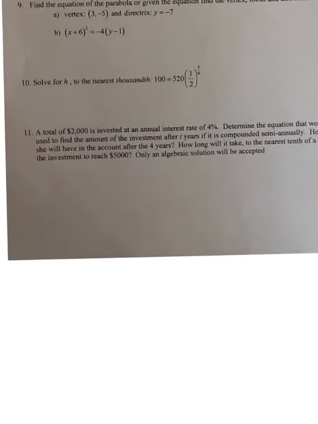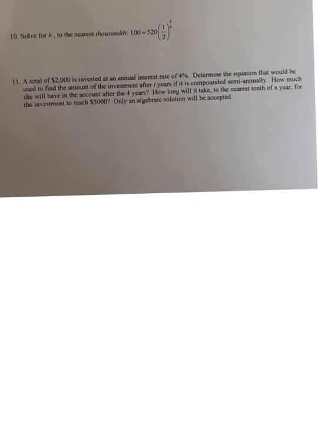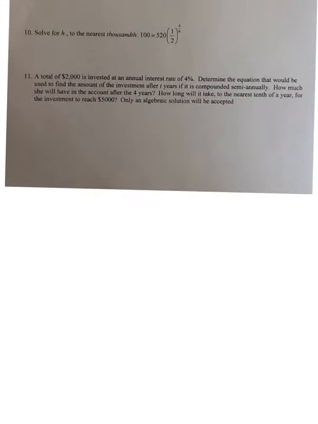All right, so let's take a look at the last problem. I know you guys are getting really good at these, the growth and decay. It says a total of $2,000 is invested at an annual interest rate of 4%. Determine the equation that would be used to find the amount of investment after t years if it is compounded semi-annually. First let's write the equation. Since it's compound interest, it's A equals P times (1 + r/n) raised to the nt power. Not n over t, just nt.